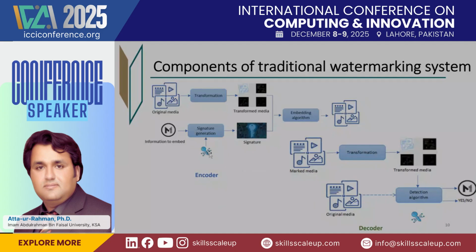If you look at these two pictures, the left-hand side shows the encoder diagram, while the right-hand side shows the decoder diagram. On the left-hand side, the original media comes in. Firstly, we apply some kind of transformation, so now we get the transformed media. Now we have the information to embed. We generate the signature, and that signature is embedded into this transformed media based upon some embedding algorithm. The resultant image will be the watermarked image. This is the image that will be transferred over the network.